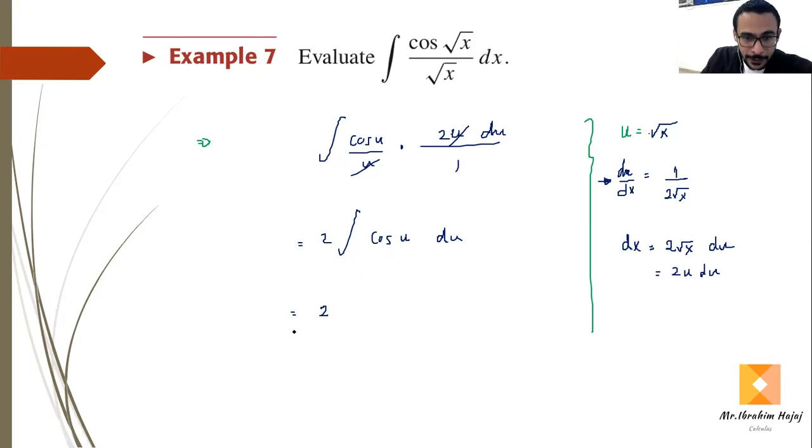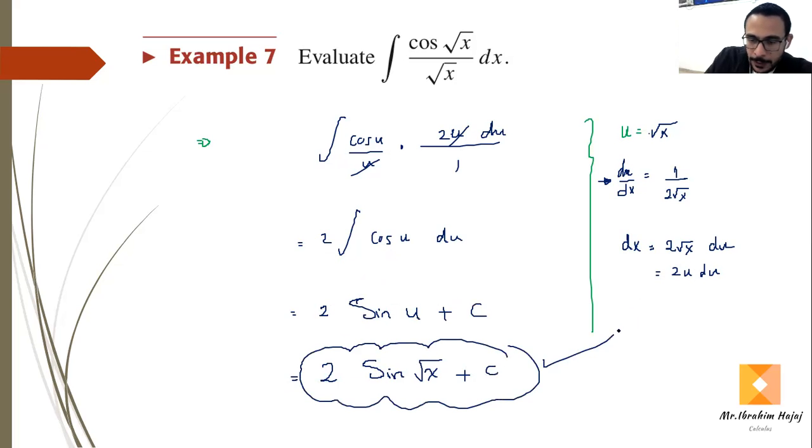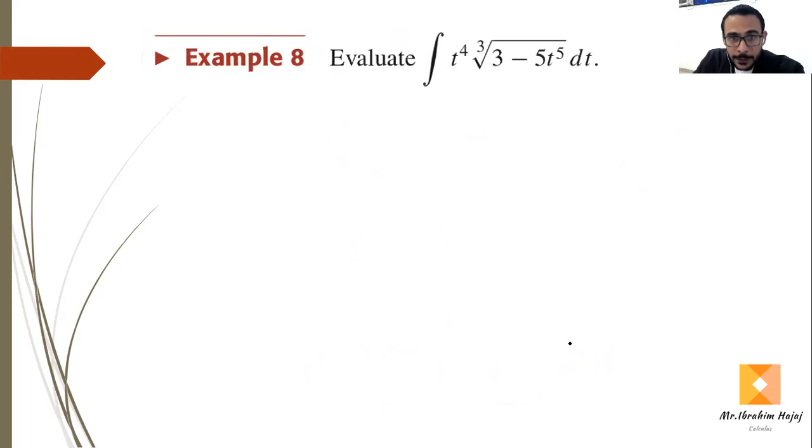Yeah, the voice is clear right now, guys, right? It's better? Yes. So the integral of cosine is sine u plus C. Then substitute u by root x. Well, it's very easy, listen, right? Yes, nice. Thank you Khaled.